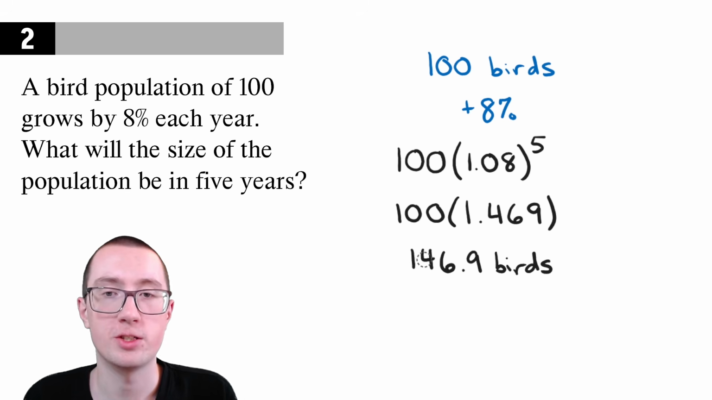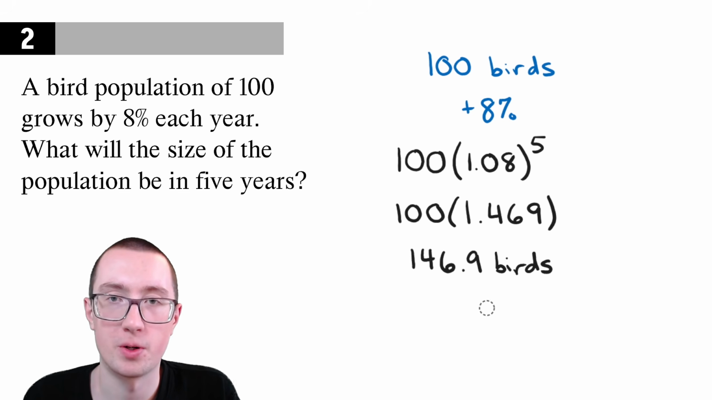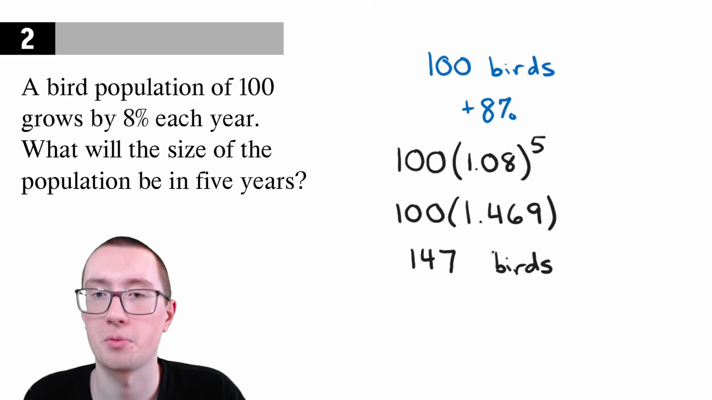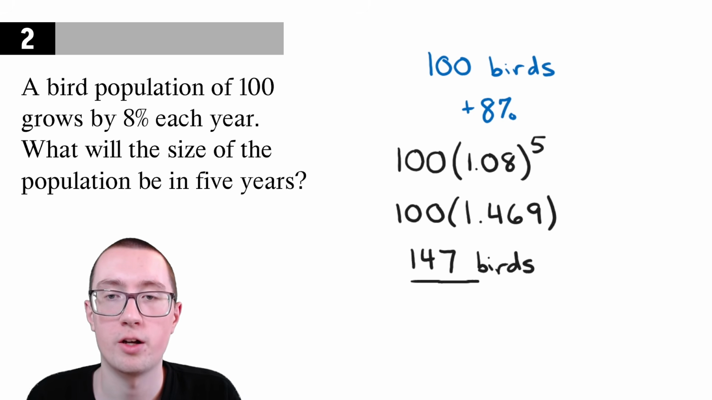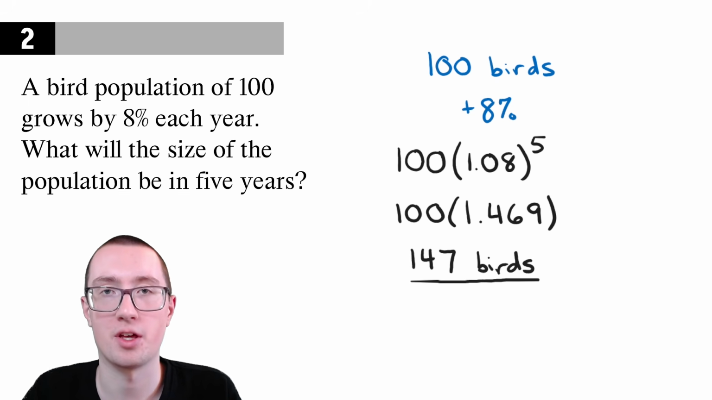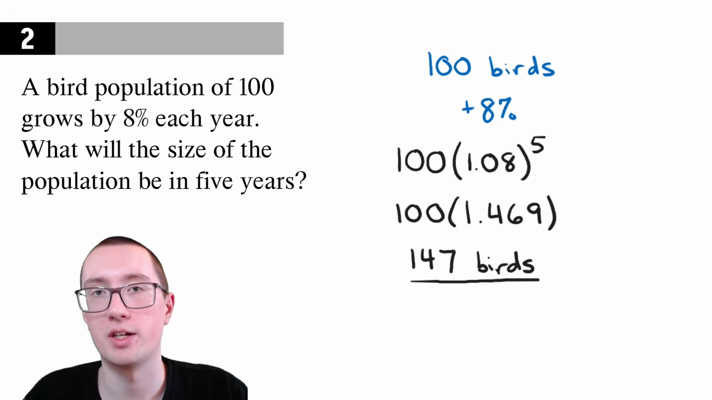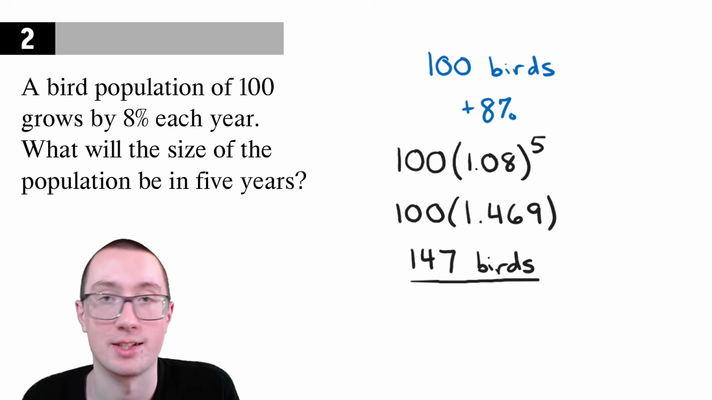146.9 birds. Now, obviously, you can't have a decimal number of birds. That doesn't make sense. So we're going to round this up to 147 because it was 0.9. So we round up. So our final answer is that there were 147 birds. And just as a sanity check, I think that makes sense because before we came up with 140, but we knew that it had to be a little bit more than that, so this answer makes sense.